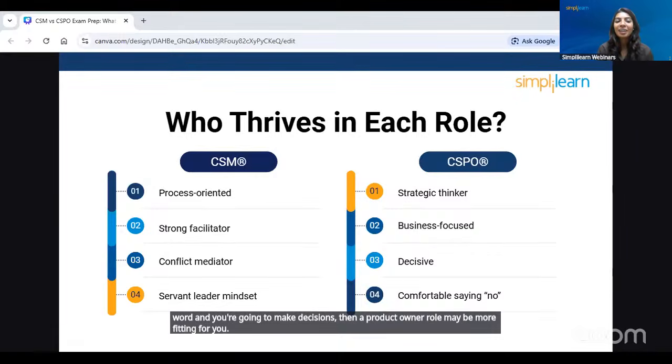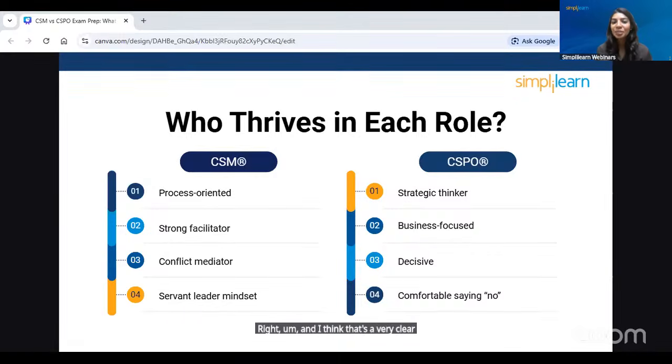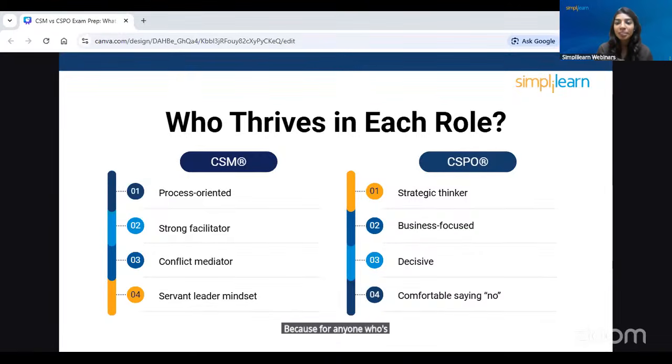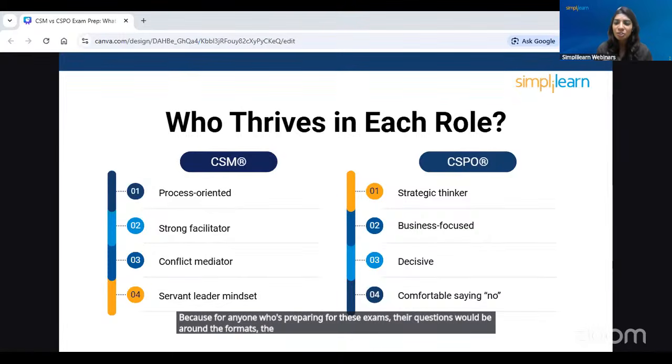Right. And I think that's a very clear distinction between both for our audience as well. And I hope this provides insight for everyone who's joined us today. And now that you spoke about the mindset and the personality fit, I think we should also talk about the exam structure, because for anyone who's preparing for these exams, their questions would be around the formats, the expectations, and the pressure levels also for both of them. So are they really different? Could you please walk us through the different formats that they can expect?